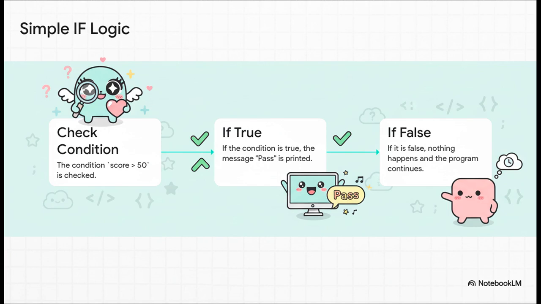So the logic is really straightforward. The program asks the question. If the answer's yes, it does the thing. If the answer's no, well, it does nothing. It just skips right over that bit of code. That's the key thing to remember. If the condition is false, that code inside the if block is completely ignored.